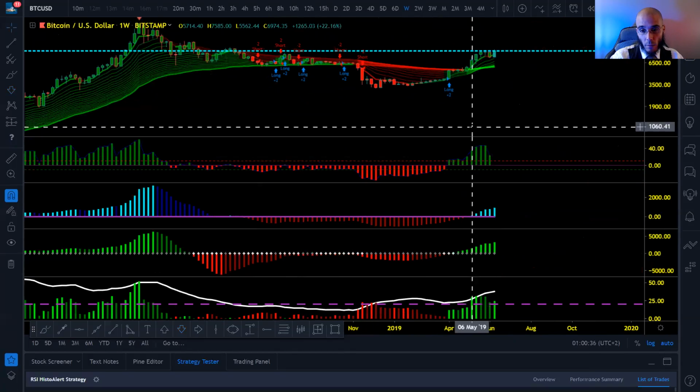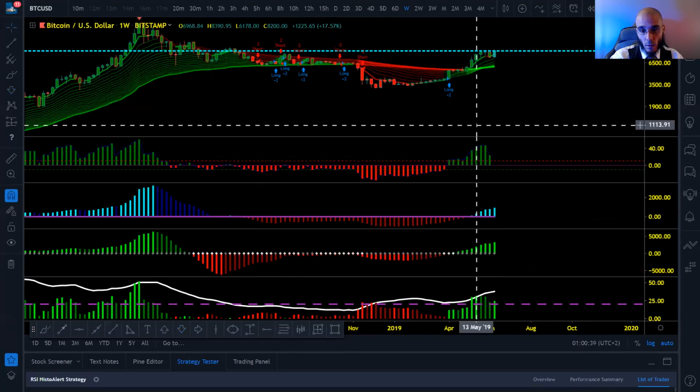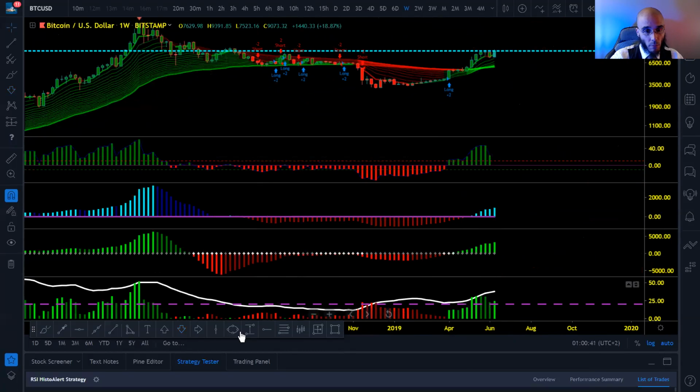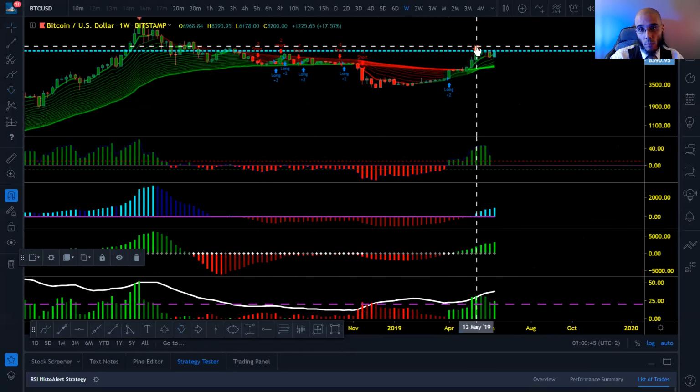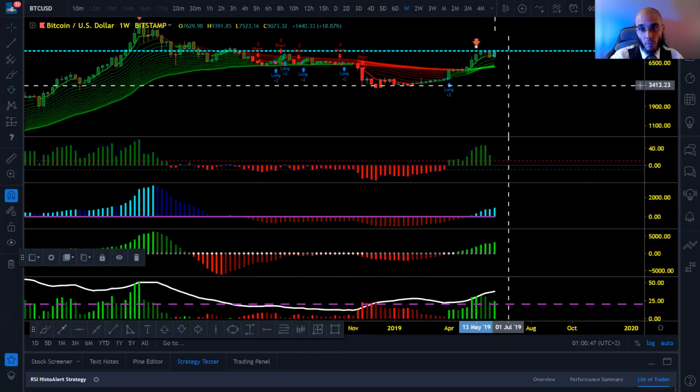We touched here. Actually, we touched the last time we touched on that candle. And we still haven't gone down. But I'm expecting us to go down.